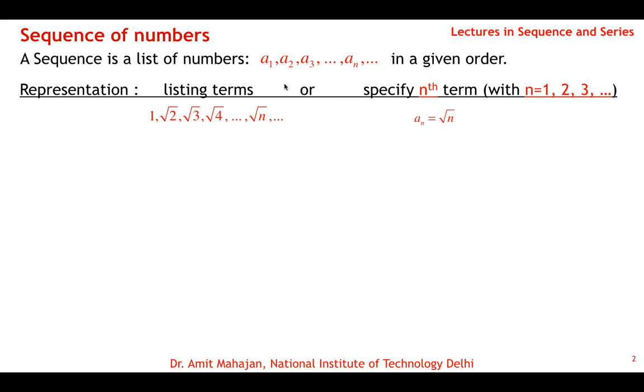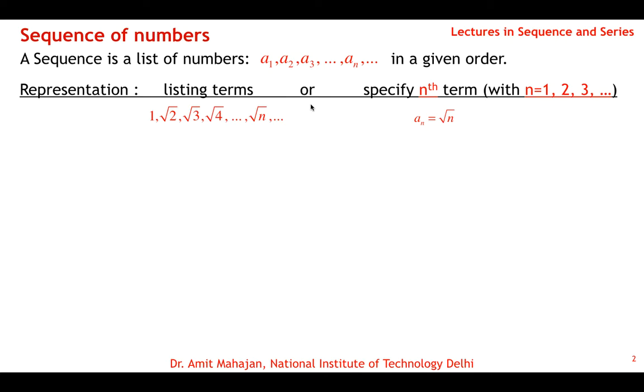These elements of the sequence we often denote by an or bn or cn, where the subscript n denotes the position of the element in the sequence. So if I write an here, that means the element is at the nth position in this sequence.